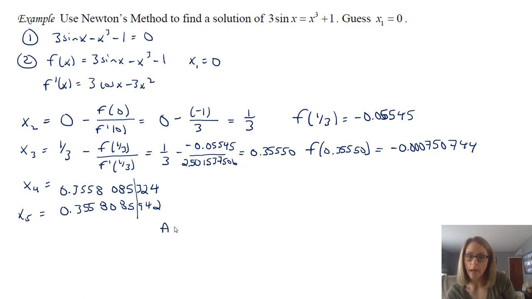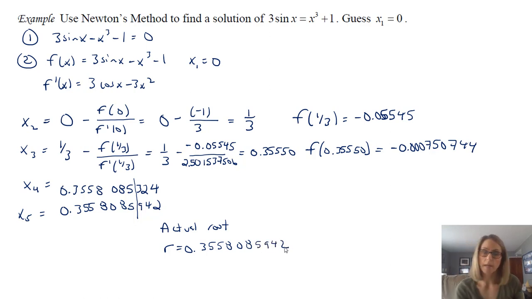And if we were to find the actual root of this, the actual root is r equals 0.3558085942. So it is actually x sub 5, meaning it took 5 iterations to get there. So make sure you know how to do Newton's method, understand what it is, understand what it's trying to do and how it's trying to help you.